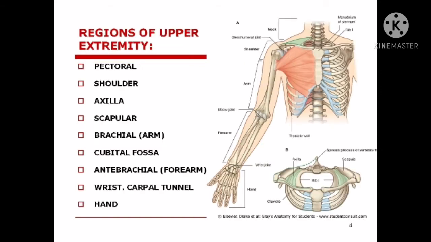The regions of the upper extremity or the upper limb are the pectoral, the shoulder, the axilla, the scapular region, the brachial region or the arm, the cubital fossa, the antebrachial region or the forearm, the wrist region, the carpal tunnel, and the hand.